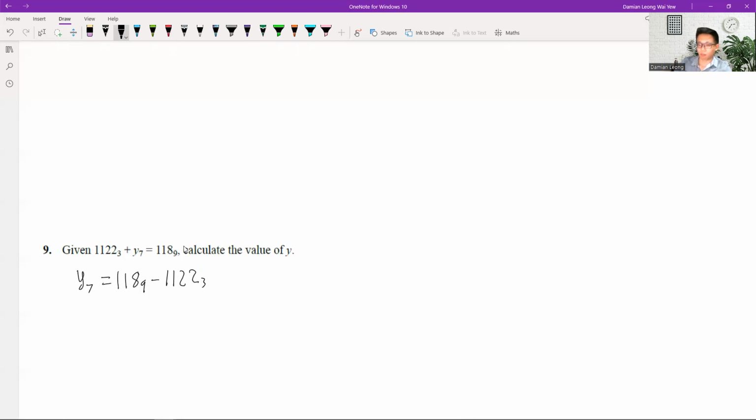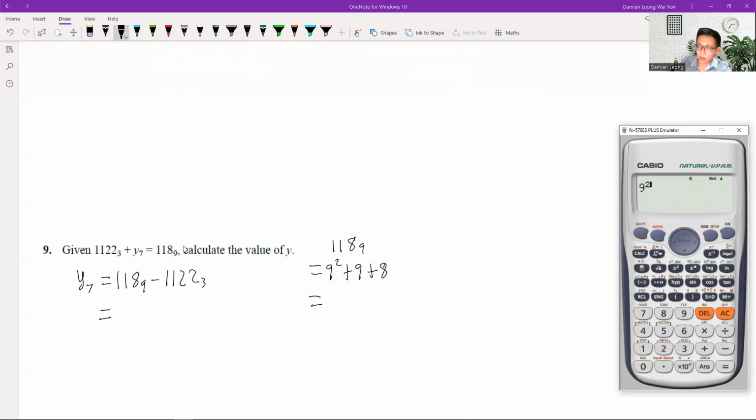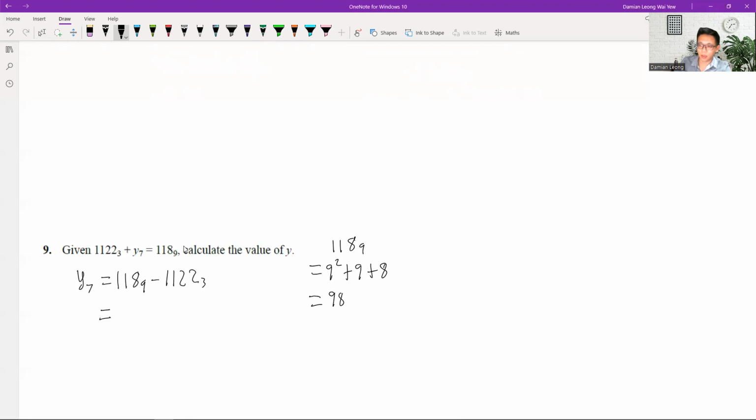Personally for me, I would just convert to base 10. So 118 in base 9, converted to base 10, means 9 to the power of 2 plus 9 to the power of 1 plus 8. 9 squared plus 9 plus 8 is 98 in base 10. Then 1122 in base 3.